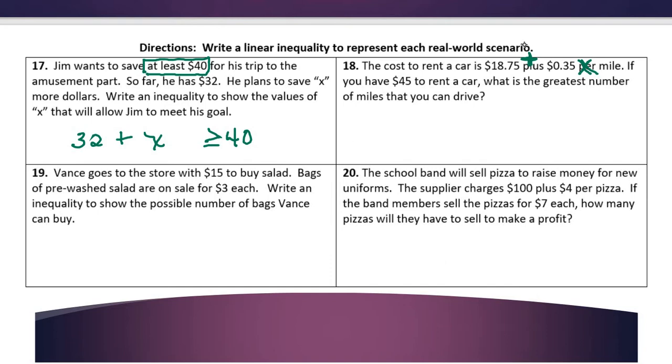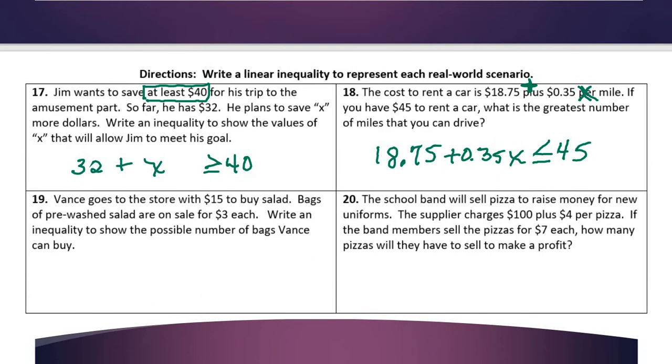Now, when I look at this right here, I cannot spend more than $45. So that is the greatest number of miles. I can spend less than $45, but I cannot spend more because I do not have more than $45 on me. So I'm going to put $18.75 plus my 35 cents times X is less than or equal to 45.